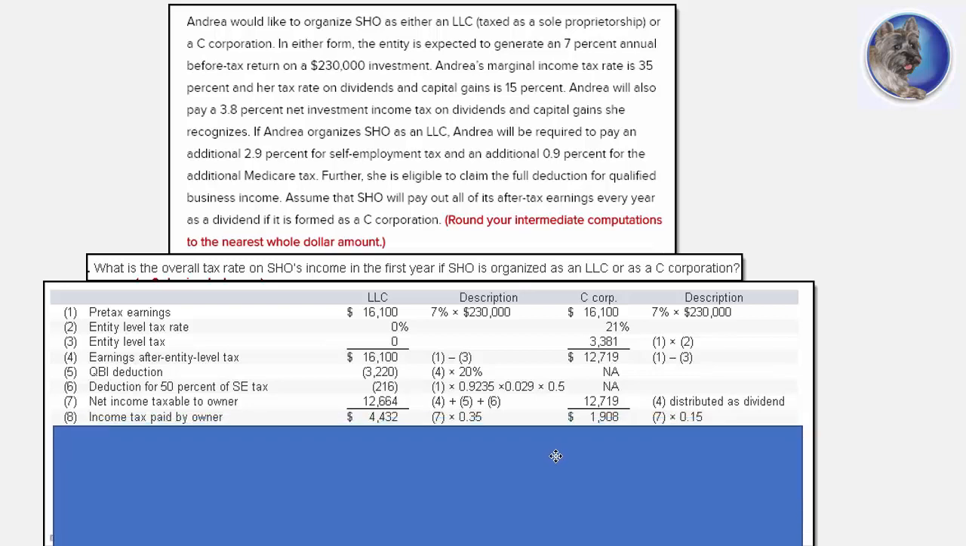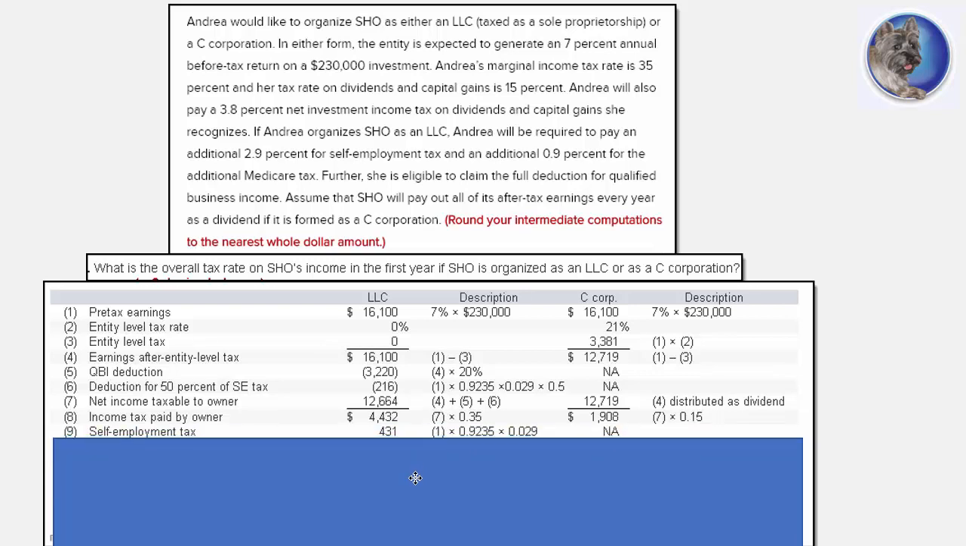All right, so the next thing we need to consider is the income tax paid by the owner. Now, they tell us that Andrea's marginal income tax rate is 35%. So 35% of that income will show up as an LLC. On the C Corp side, they tell us that the capital gains rate, which would apply to the income that's distributed as a dividend, is 15%. So we come up with 1,908. Here we get 4,432. Then we have to consider the self-employment tax.